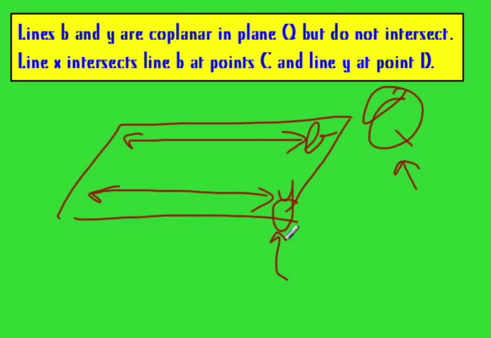Okay, then line X intersects line B and line Y, sorry. So this is line X. So it intersects B at point C. Remember, you're going to use a capital letter, not script. Here, Y at point D, so you're going to use a D.